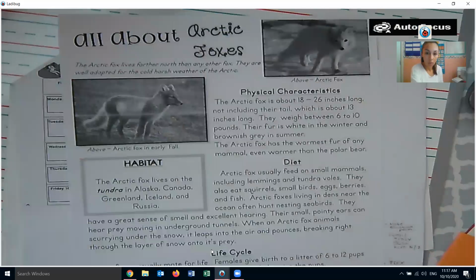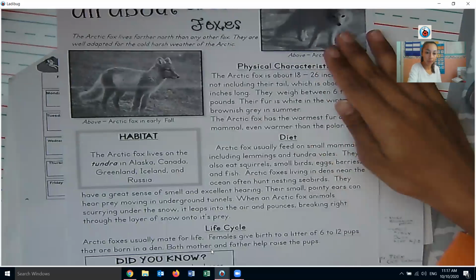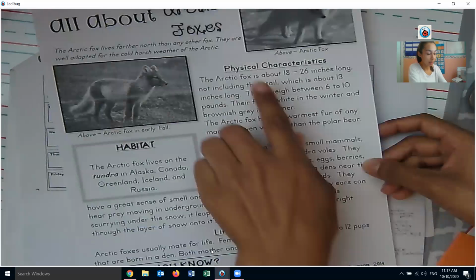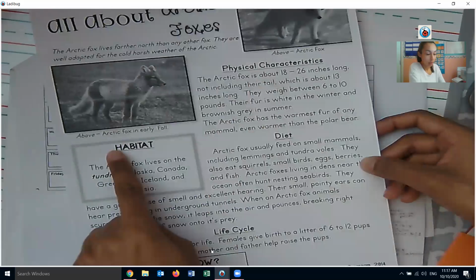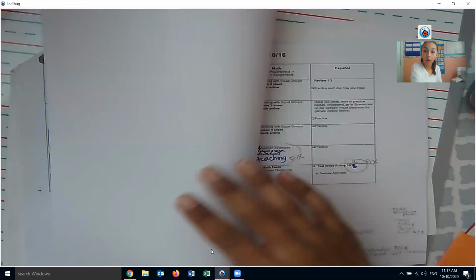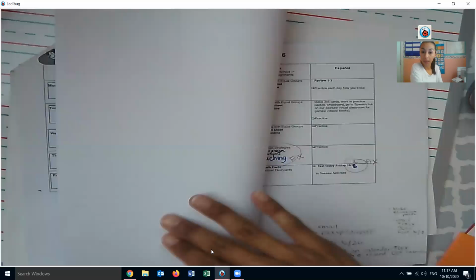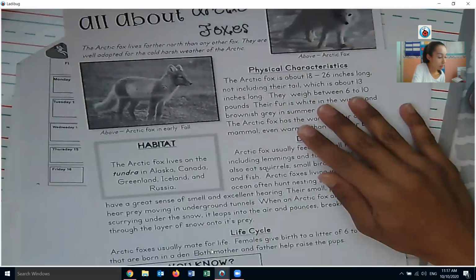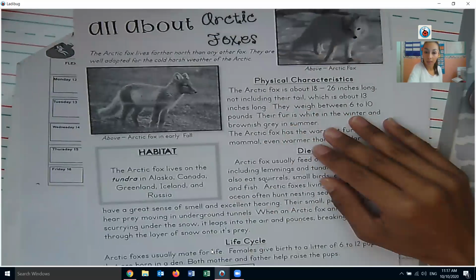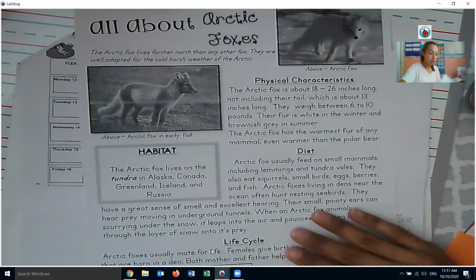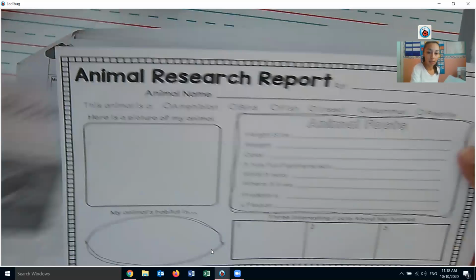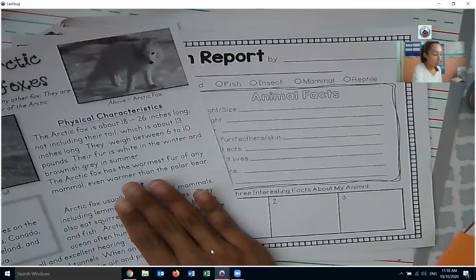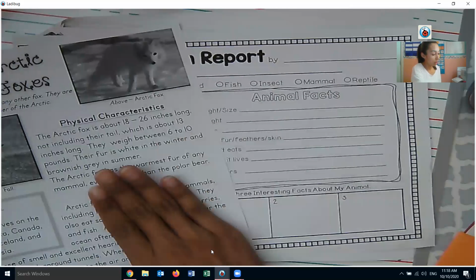You're going to read through your animal information. There are some nice little headings that will be helpful for you. Just be aware that some of our papers go onto the backside, so take a peek at the backside if there's any extra writing. Some have more details than others. Then you're going to look at this piece of paper. It's an animal research report, and you're going to fill it out with what your animal is about.